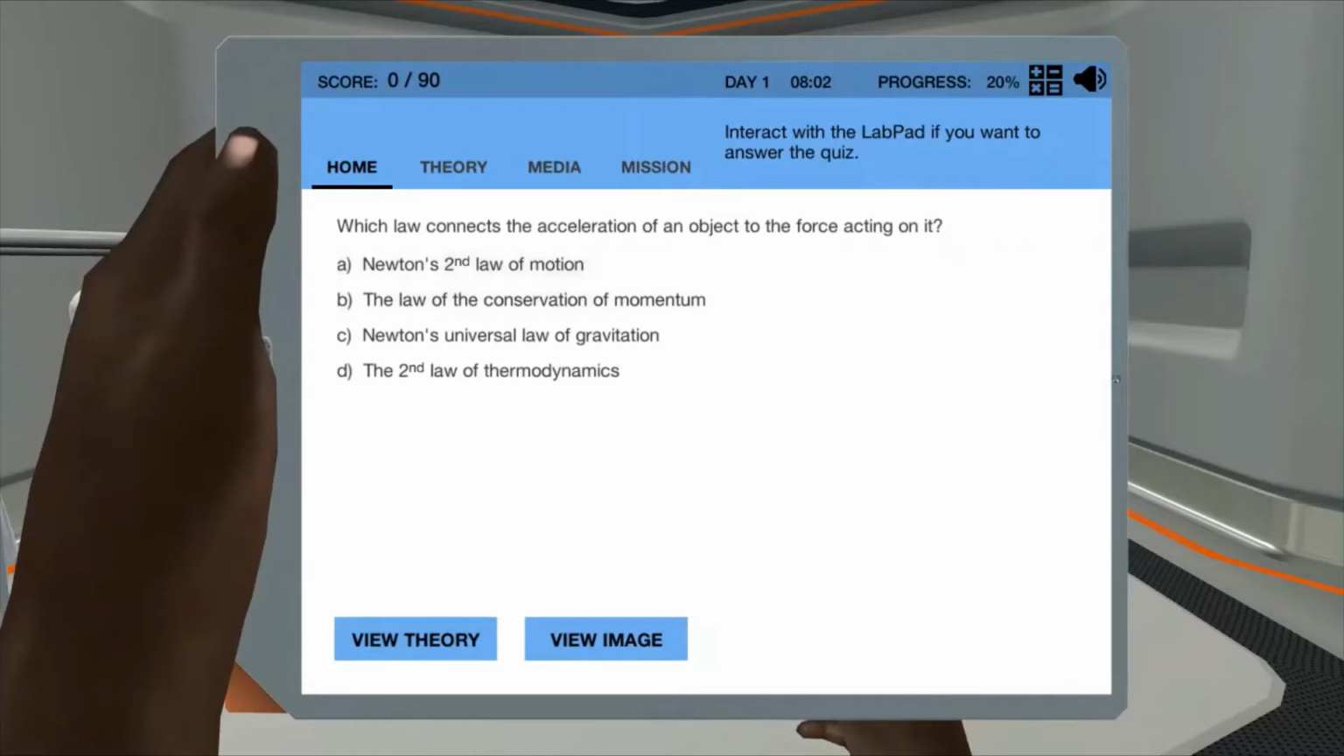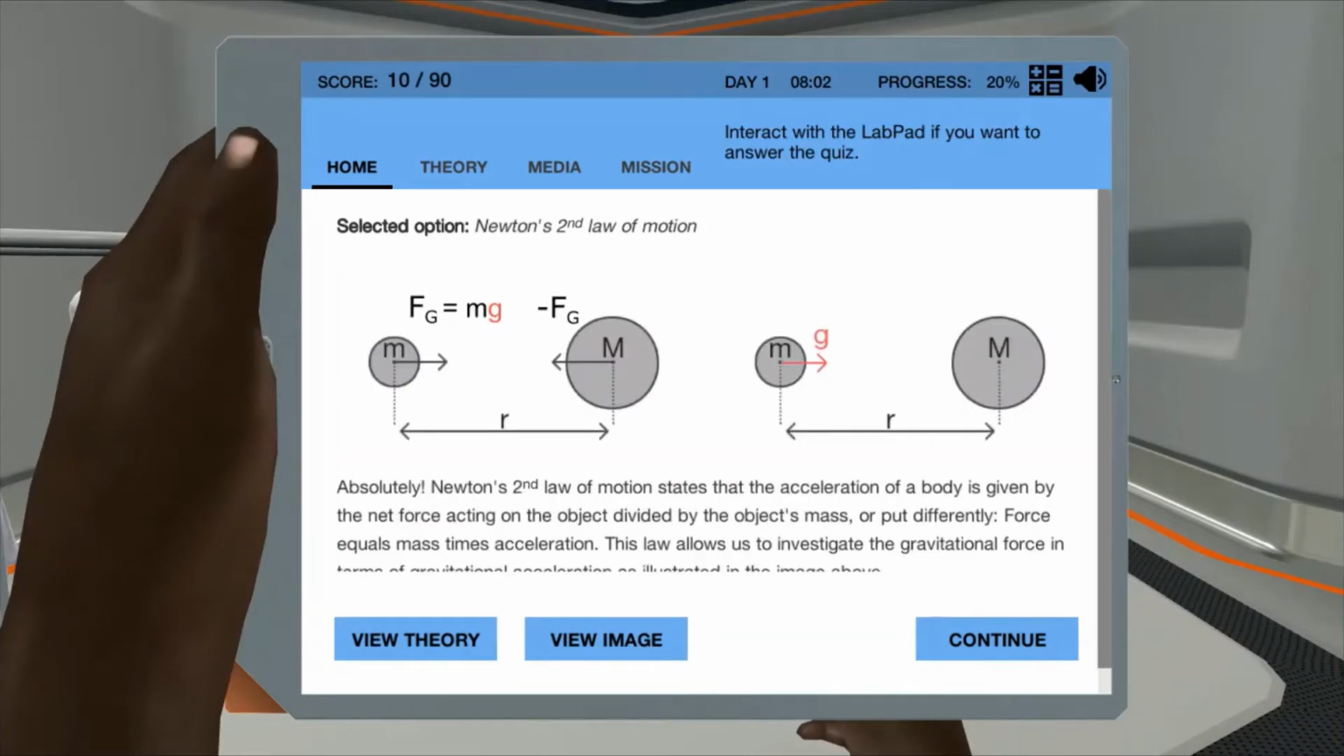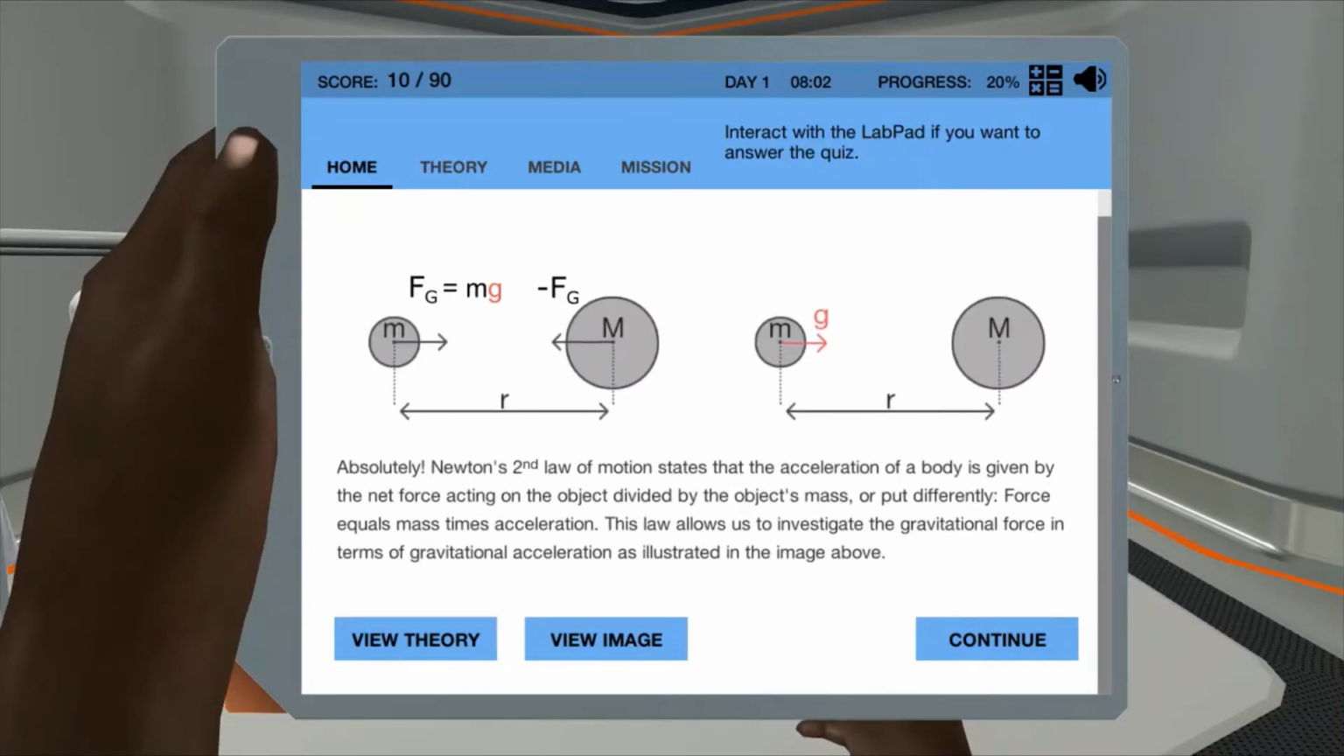Which law connects the acceleration of an object to the force acting on it? It is Newton's second law of motion, which states that the acceleration of an object is equal to the net force divided by the mass, or the force equals the mass times the acceleration.